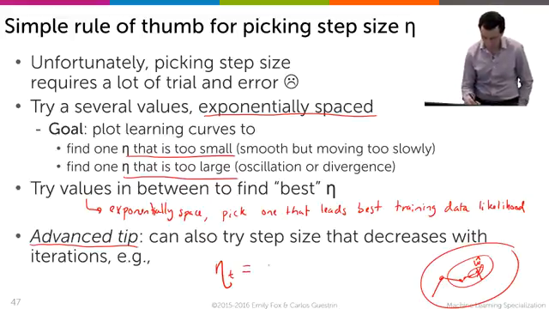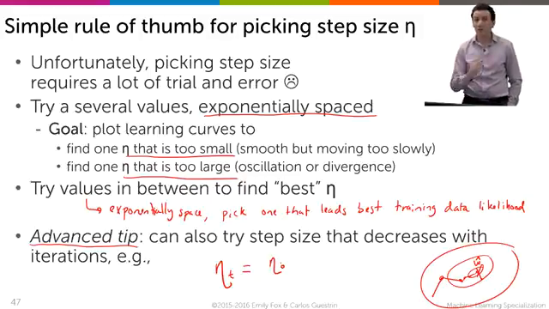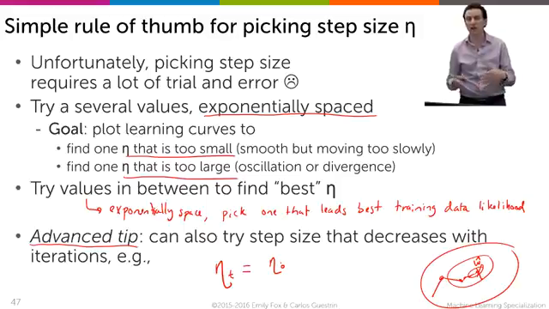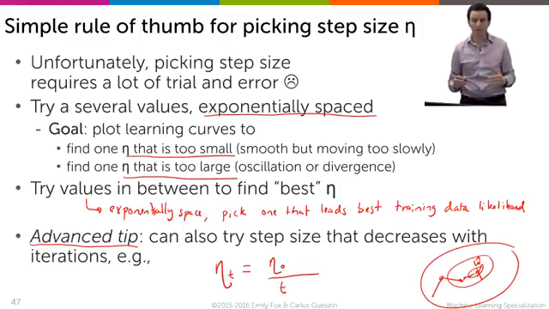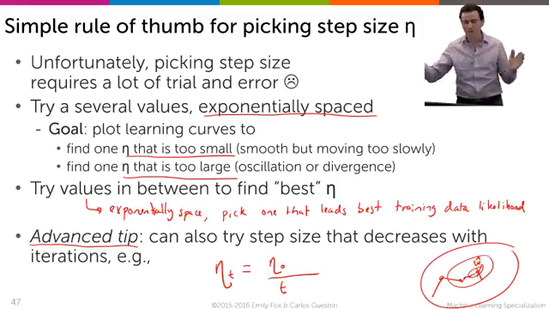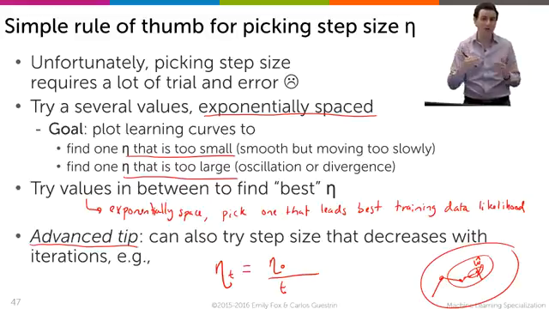And the way you're going to write it is by writing eta 0, some constant that you tune using the same kinds of ideas that I described above. You find the minimum, the maximum, the range in between, and then you divide that by the iteration number t. That's it. So iteration 1, use eta 0. Iteration 2, you use eta 0 over 2. Iteration 3, eta 0 over 3, over 4, over 5, and so on. And that way, the step size keeps getting smaller and smaller and smaller.